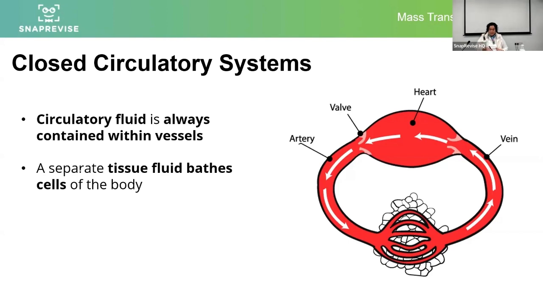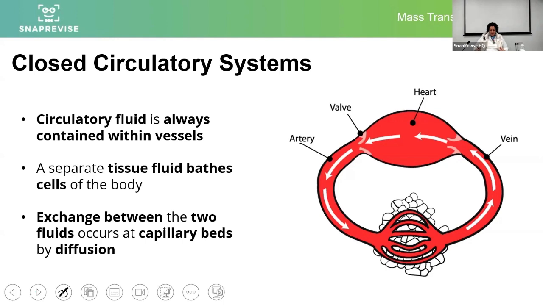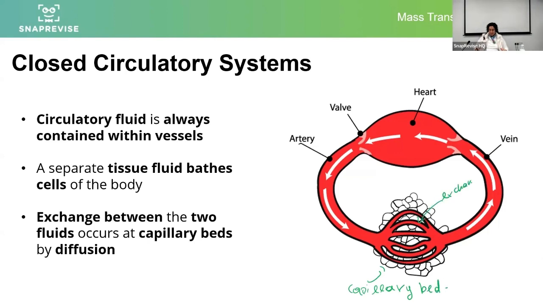So a separate tissue fluid bathes the cells of the body. And it's important that it's separate from the circulatory fluid. Exchange will take place between the two fluids, basically between the fluid contained in the vessels and the tissue fluid. So here is my capillary bed. Simplified, obviously, right? The capillary beds are actually really extensive. They branch throughout the whole body. This is where exchange takes place. And here would be my tissue fluid that bathes the cells of the body. And the exchange, of course, is by diffusion.